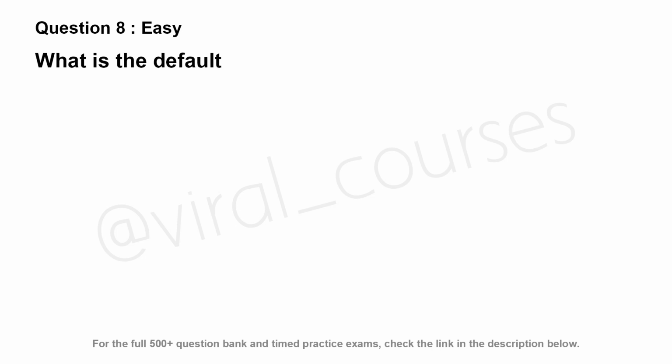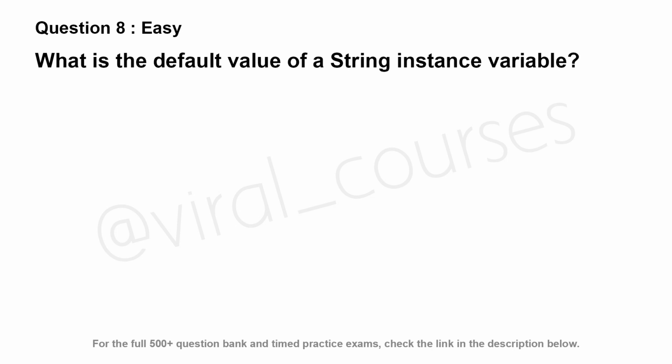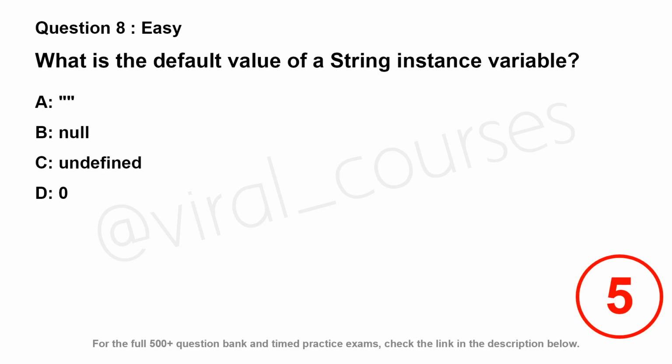What is the default value of a String instance variable? Option A, an empty string. Option B, null. Option C, undefined. Option D, 0.